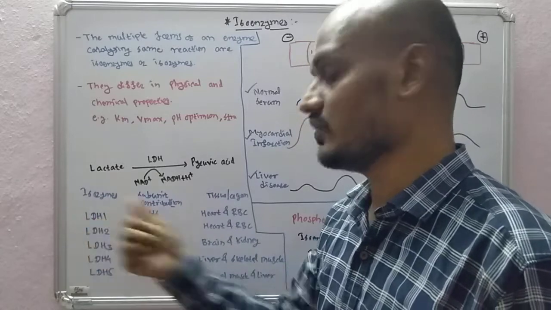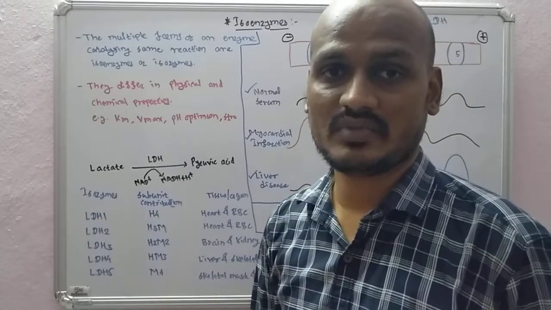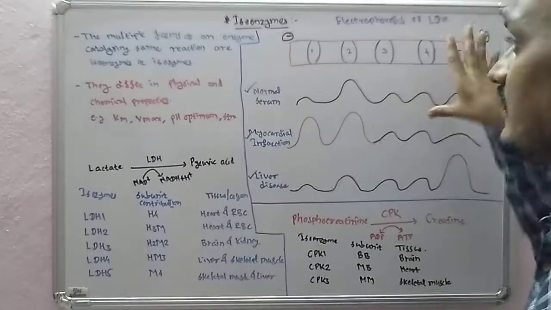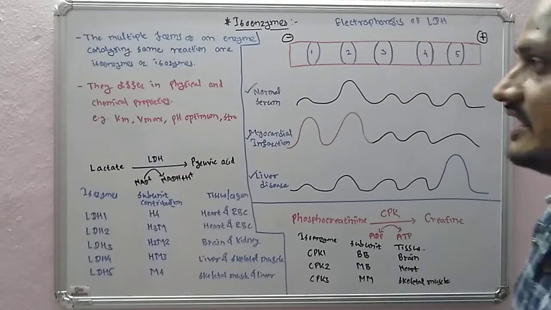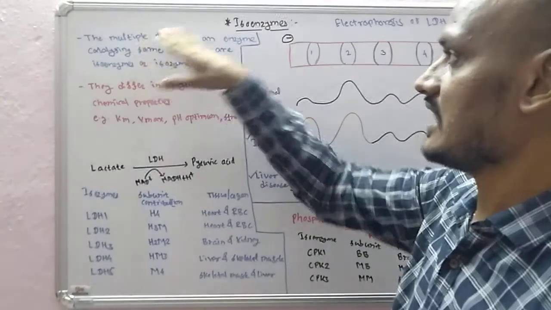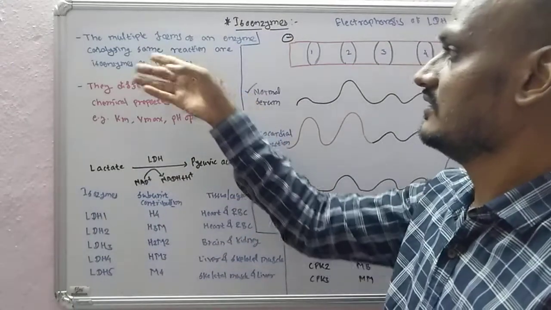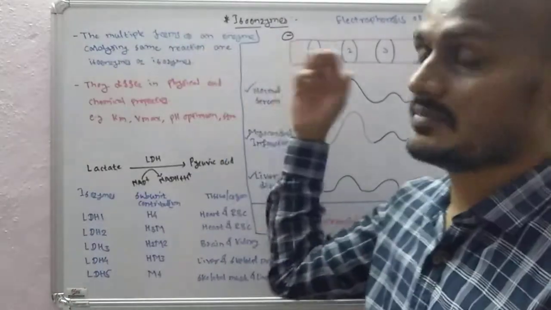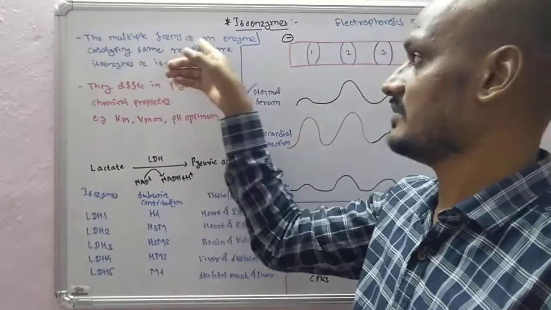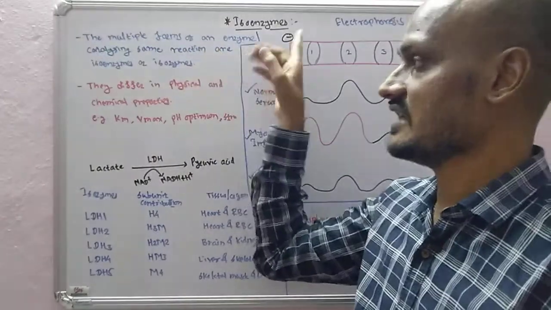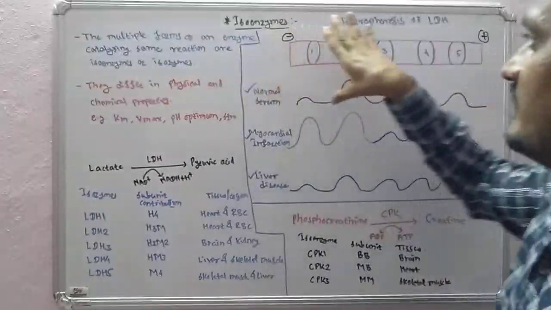So LDH1 should increase in myocardial infarction. Based on this, we have this other diagram. We were talking about isoenzymes, which are multiple forms of an enzyme that catalyze the same reaction. So here we have isoenzymes.